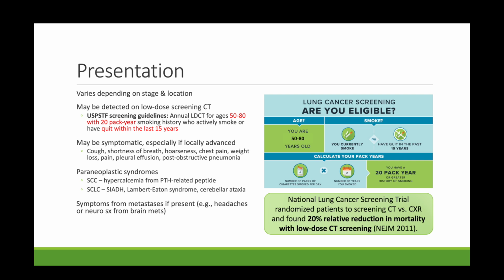When lung cancer presents based on patients coming in with certain symptoms, it really depends on how advanced the tumor is. If the tumor is locally advanced, it can cause pulmonary symptoms such as cough, shortness of breath, hoarseness, chest pain. Sometimes patients can have weight loss. They might present with a pleural effusion or a post-obstructive pneumonia.